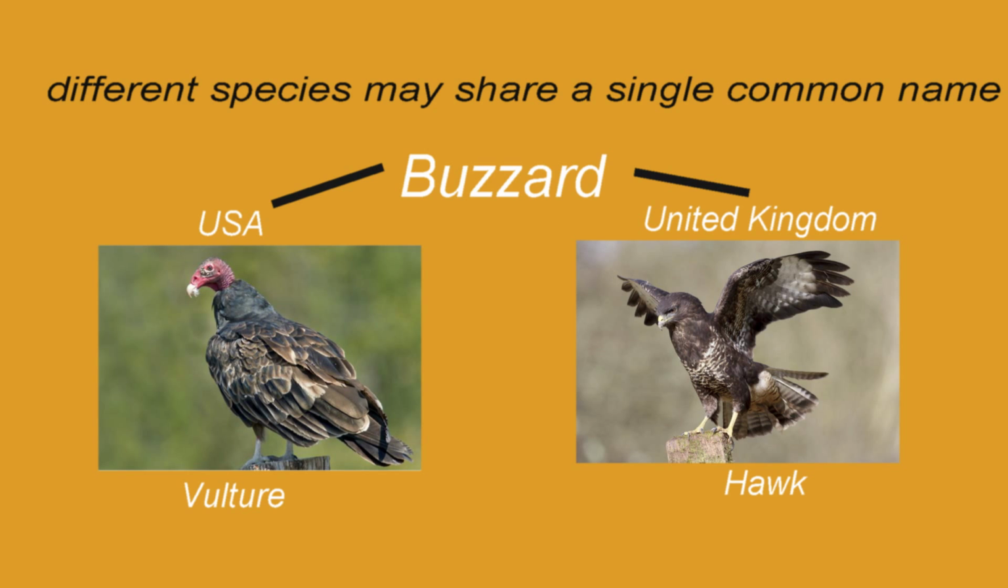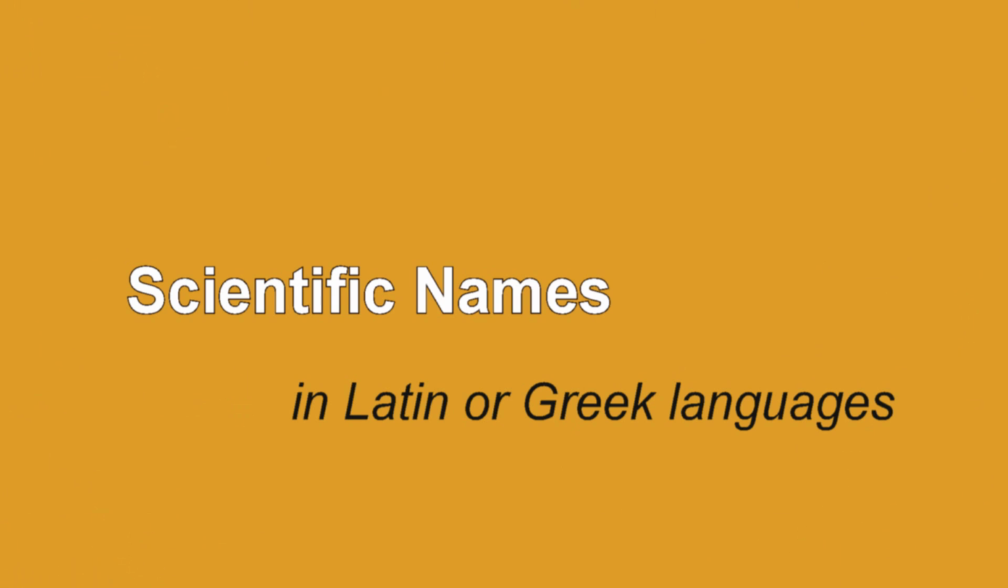For example, in the United Kingdom, the word buzzard refers to a hawk, whereas in many parts of the United States, buzzard refers to a vulture. So to eliminate such confusion, scientists agreed to use a single name for each species.